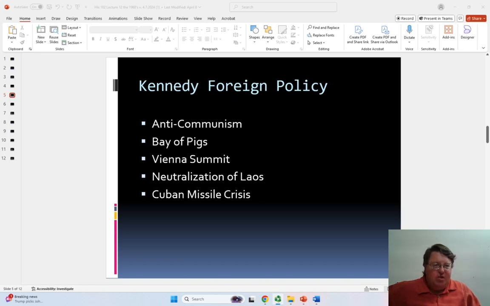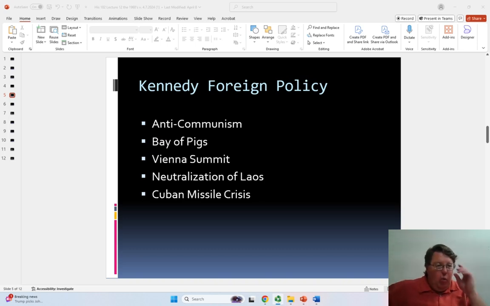John F. Kennedy wins, becomes president. When Kennedy first takes office in January of 1961, he is told of this plan. The CIA has planned this invasion of Cuba at the Bay of Pigs. And what is supposed to happen is refugees from Cuba, people who left Cuba when Castro took over, hundreds of thousands of Cubans left and fled to Florida.